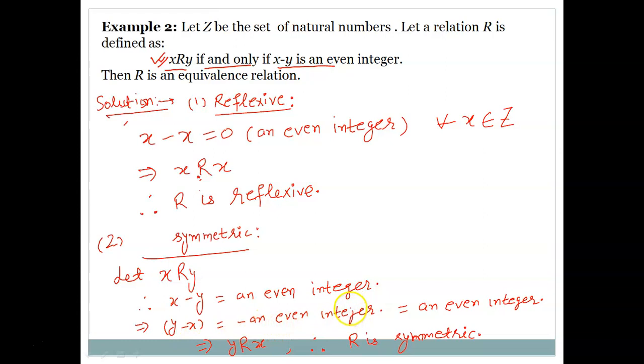But you know the negative of an even integer is again an even integer, because if you say 2 is even, then you will also say that minus 2 is also even. If this is even, that implies this is also even. So you can say y minus x is an even integer, and hence you can say y is related to x. So what you have done here, you have considered x related to y and proved y related to x. Therefore, you can say that R is a symmetric relation.